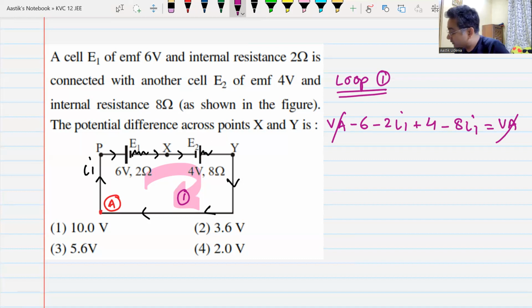I can get the value of I1 from here. I1 will be coming as minus 2 by 14. Huh? 14. No, what am I doing? Minus 2 by 10. I'm very bad with calculation. Yes, beta. Option C. Huh?